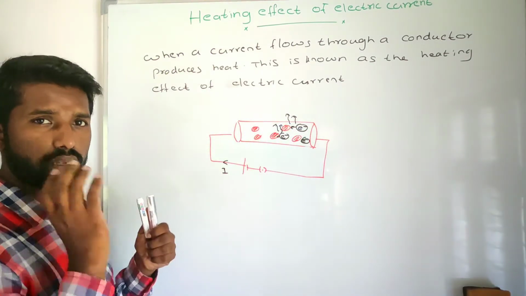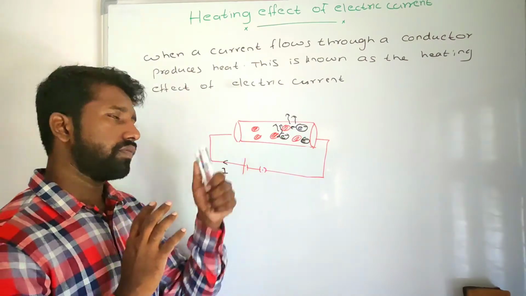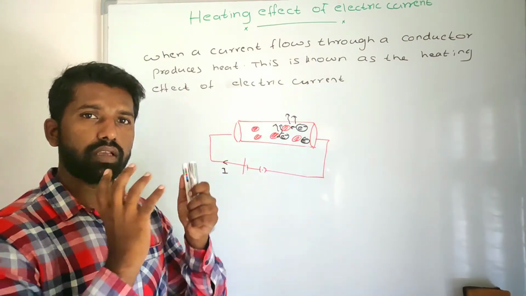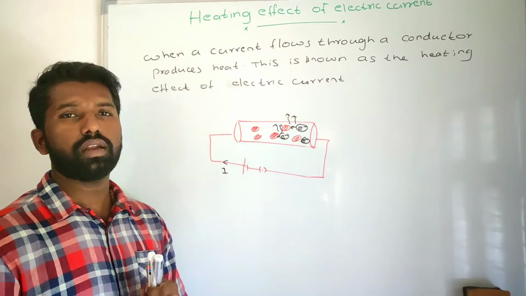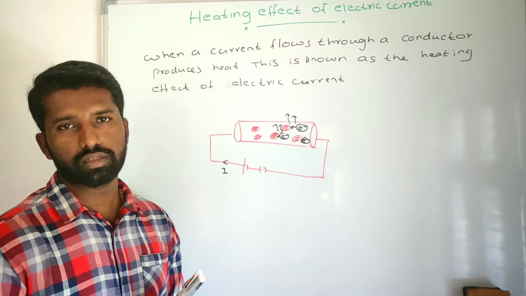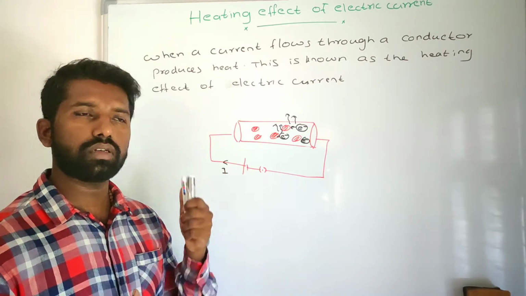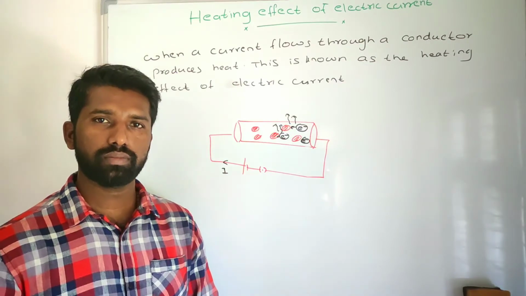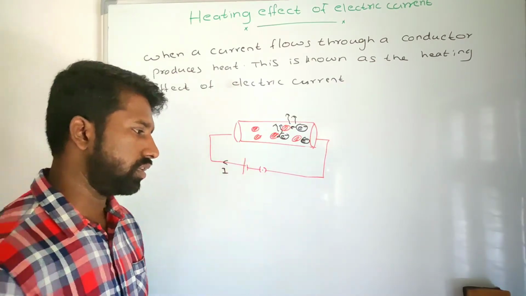So when the current flows, that is, the electron moving through the conductor makes collisions with the conductor atoms, so that heat is generated. This is the reason for the heat generated from a conductor. Okay, we can measure that heat.